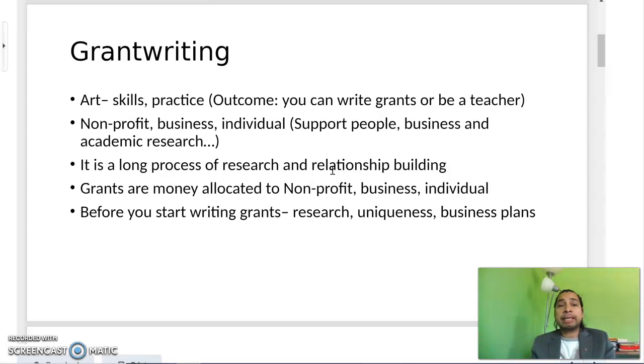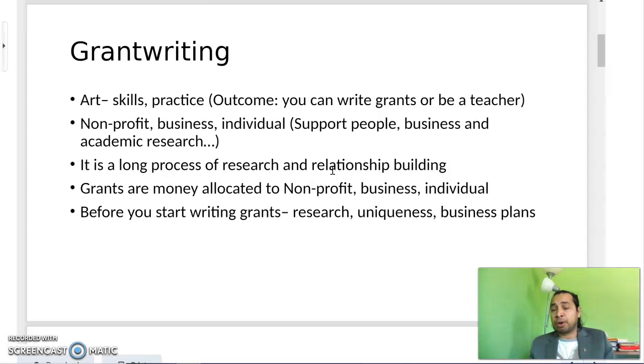Okay, but it is a kind of long process of research. It's not gonna happen within a few minutes, or an hour, or a day or two. Okay, it needs some dedication. You need to build good relationships with your funders. You need to do a lot of research. Where is good funding that you can get? Who could be the interested funders to fund your project? So before you really start writing grants, the research is very, very important.